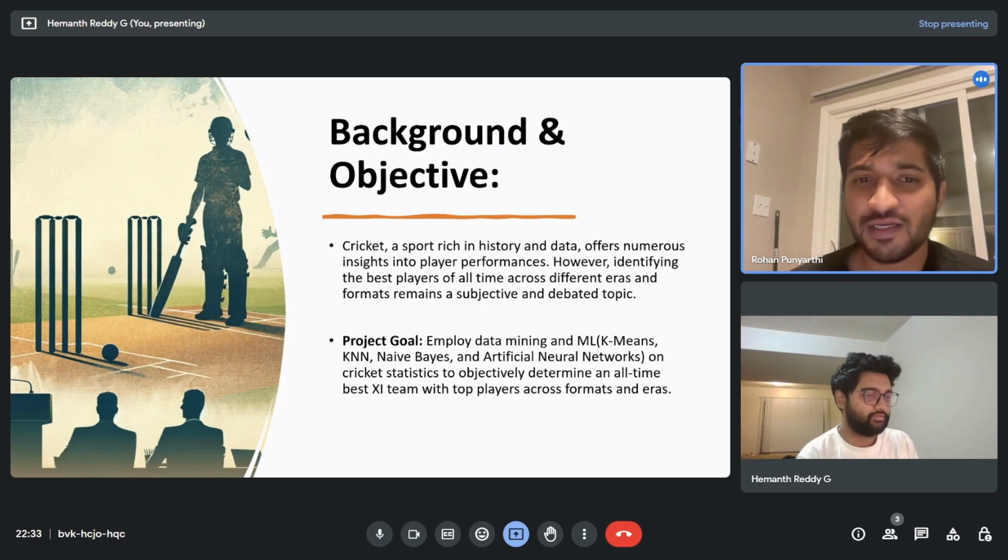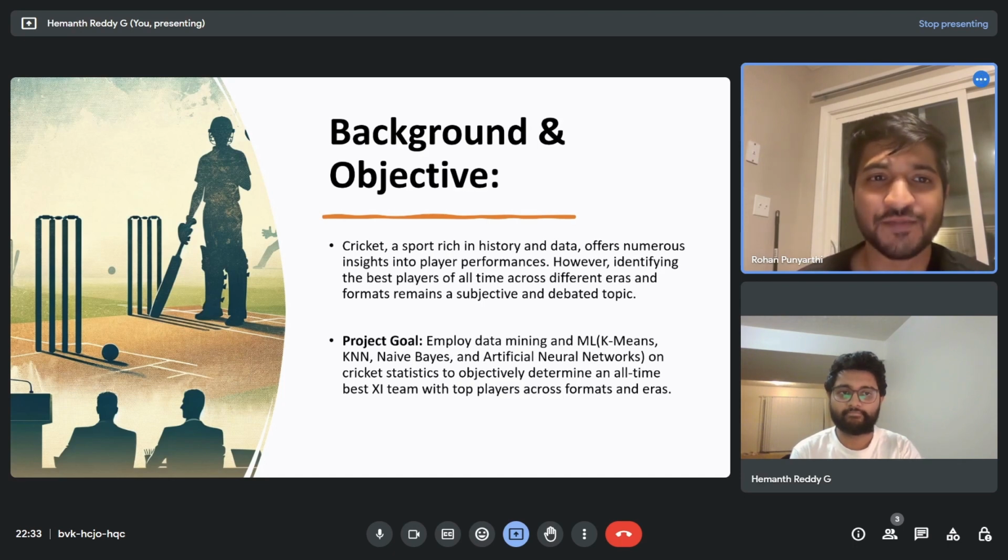As we all know, cricket is a sport which is rich in history and offers numerous insights about player performance. So our project goal is to employ data mining and machine learning techniques on cricket statistics to determine the best 11 players across all the formats.